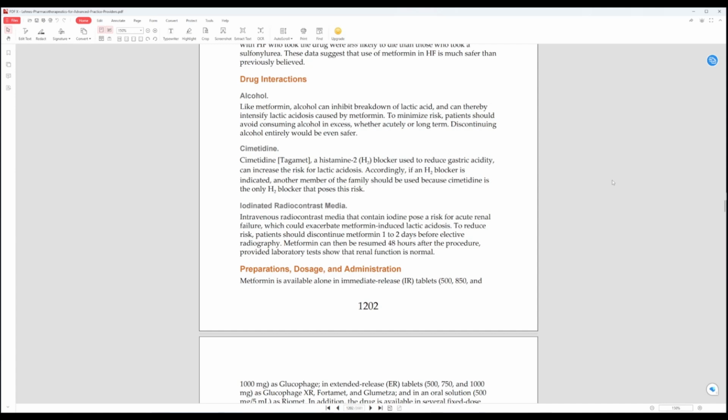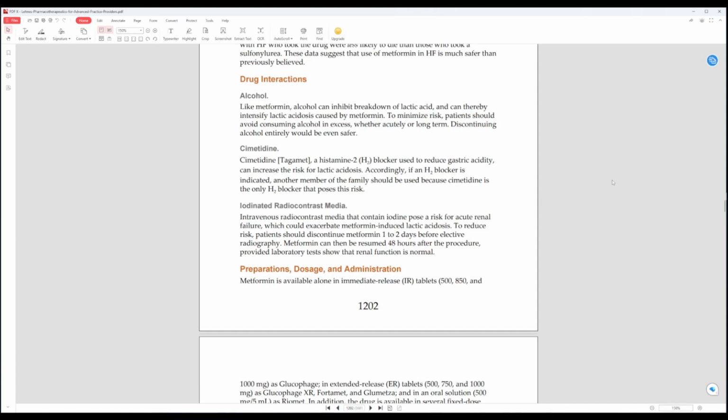Cimetidine, or Tagamet, a histamine 2 (H2) blocker used to reduce gastric acidity, can increase the risk for lactic acidosis. Accordingly, if an H2 blocker is indicated, another member of the family should be used, because cimetidine is the only H2 blocker that poses this risk.